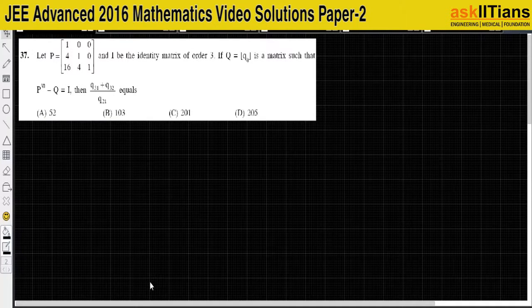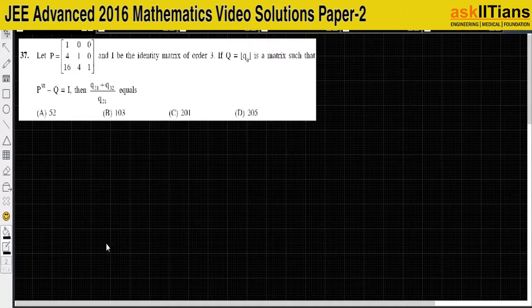Hi everyone, today we'll discuss JEE Advanced 2016 Paper 2 Mathematics, which was conducted on 22nd of May 2016. We'll discuss all the questions and their solutions one by one in detail. This will be useful for students who have already given JEE to check their answers, and it will also be useful for other students who are planning to give JEE in future. So let's start the discussion.